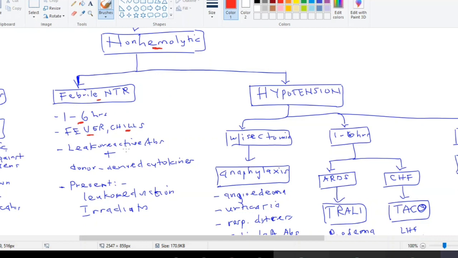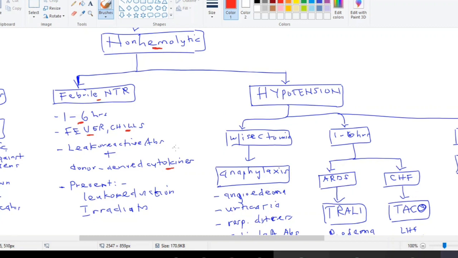So the pathogenesis is that white blood cells in packed blood, once they undergo lysis within the stored blood, are going to release their cytokines within the blood. So when the patient gets transfused with the blood, those cytokines are going to induce what? Mostly a febrile reaction, right?